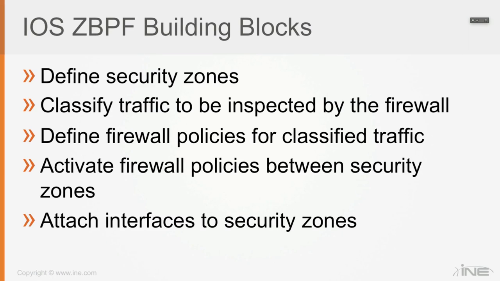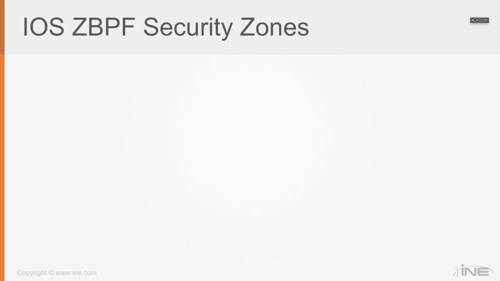That's why this should be the correct order of operation. It doesn't make sense to bind an interface to a zone before configuring the actual firewall policies between zones. Now let's take it one by one.